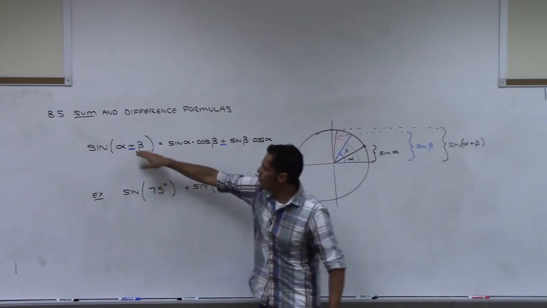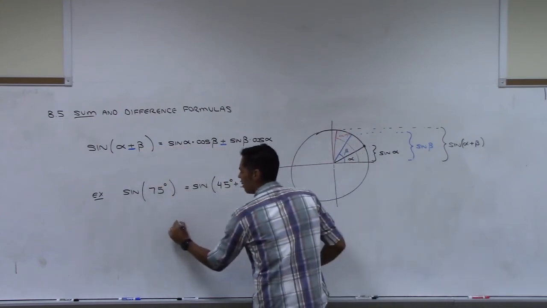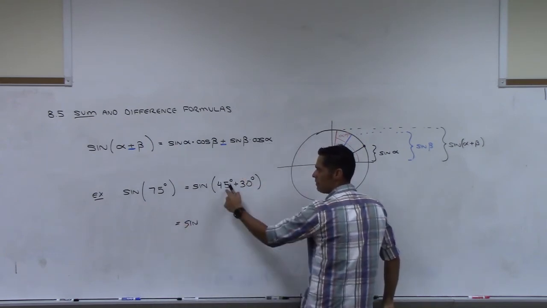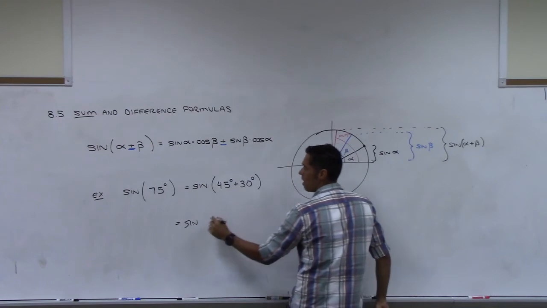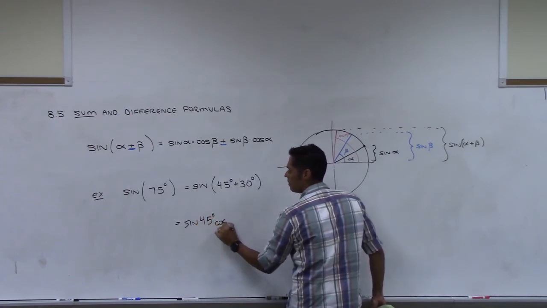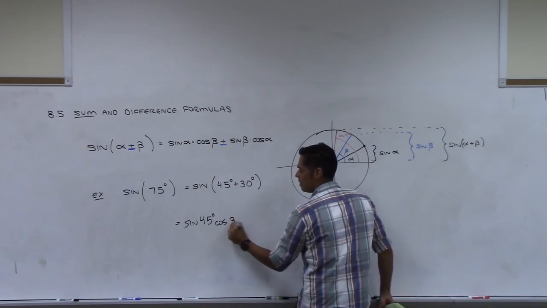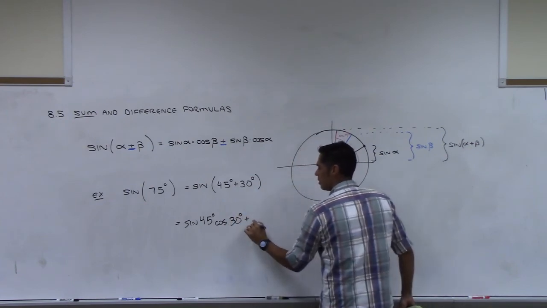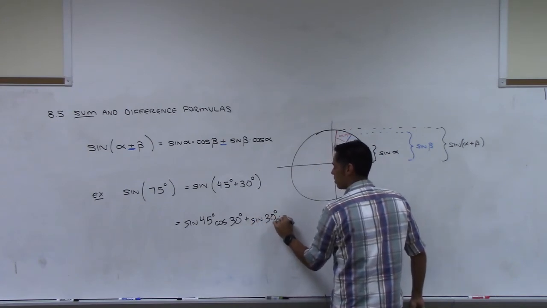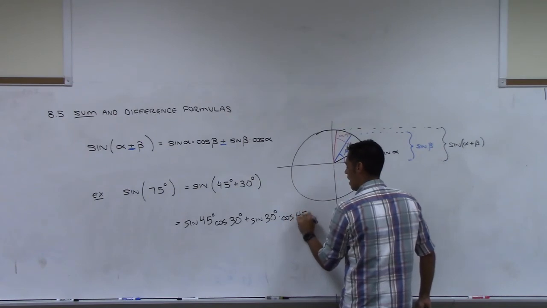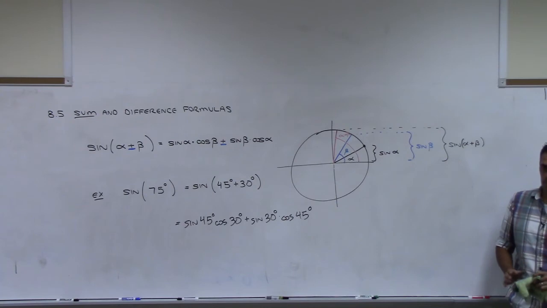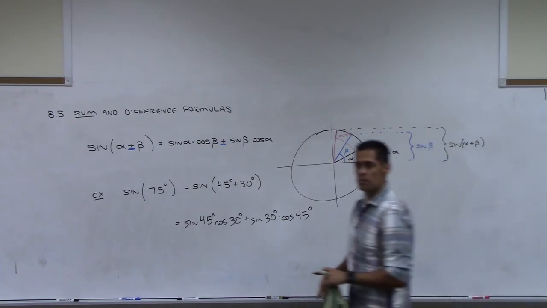So according to this formula, this should become sine of what? This is alpha, this is beta. So sine of 45 times cosine of 30 plus sine of 30 times cosine of 45. Not ever going to do radians? You could do radians. Yep.